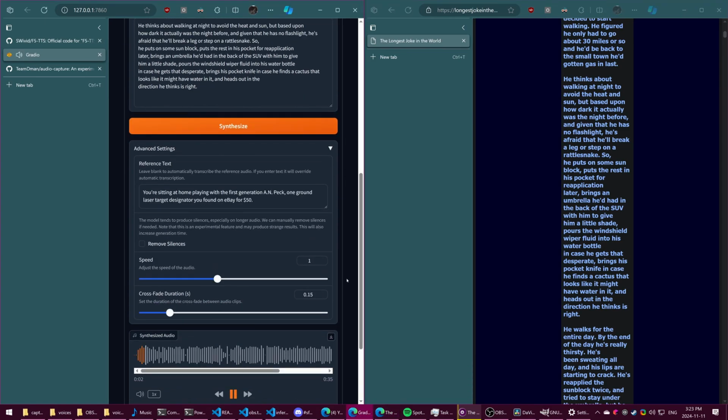He thinks about walking at night to avoid the heat and sun, but based upon how dark it actually was the night before, and given that he has no flashlight, he's afraid that he'll break a leg or step on a rattlesnake. So, he puts on some sunblock, puts the rest in his pocket for reapplication later, brings an umbrella he'd had in the back of the SUV with him to give him a little shade, pours the windshield wiper fluid into his water bottle in case he gets that desperate, brings his pocket knife in case he finds a cactus that looks like it might have water in it, and heads out in the direction he thinks is right.